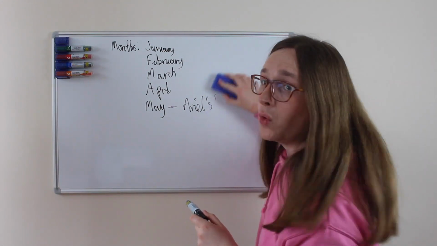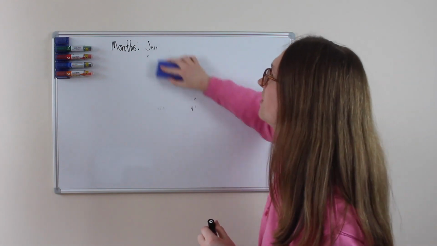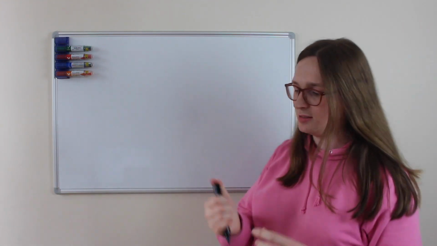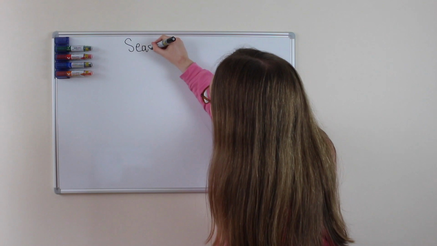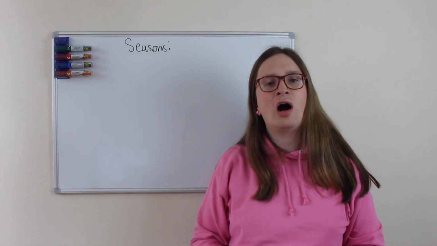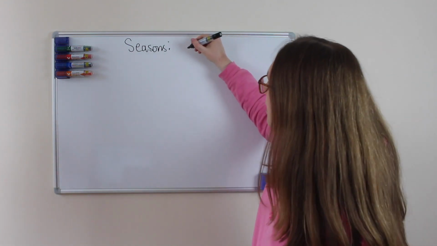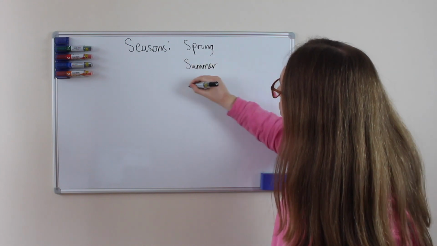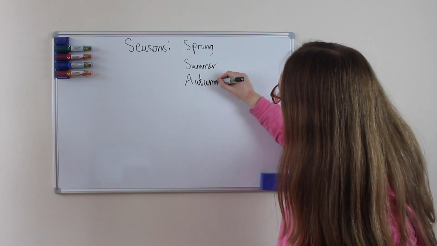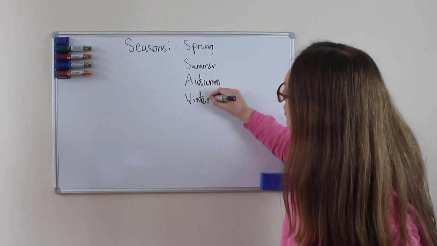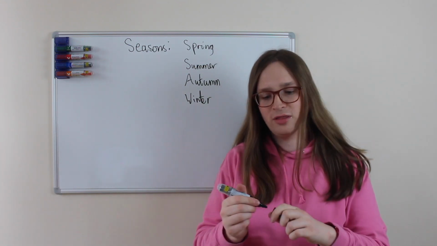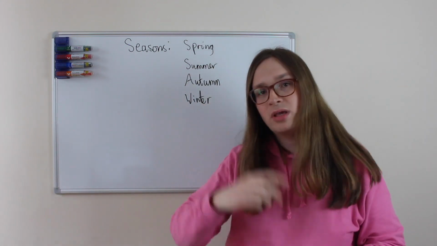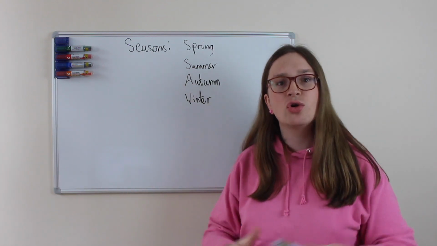Okay. So also in this story, there are months and there are seasons. There are 4 seasons: spring, summer, autumn, and winter. They are the 4 parts of the year. Okay? So spring is now. In spring, there are lots of flowers.